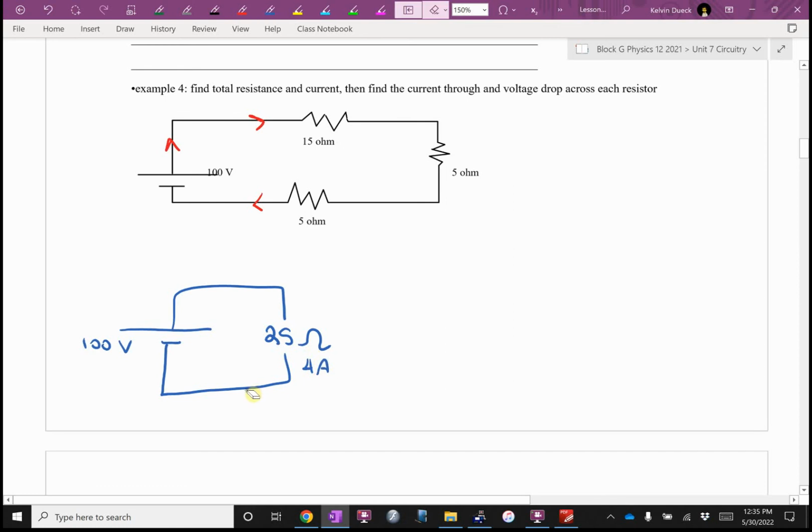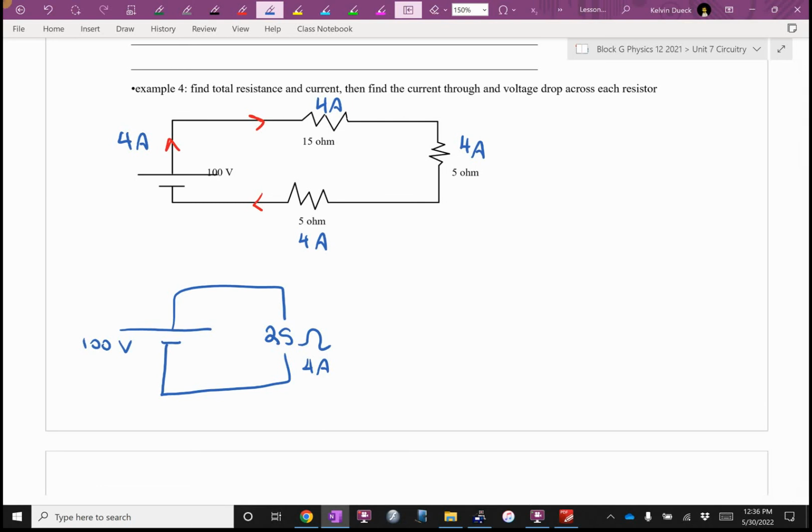Zach, how many amps right here? Leaving the battery? This question's going to fall apart. Now I can go to my actual diagram. How many amps in that top one? How many amps in the right-hand one? How many amps in the bottom one? And now I know two things. I can find voltage or power. They didn't ask for power, so I'm not going to bother, but they did ask for voltage.